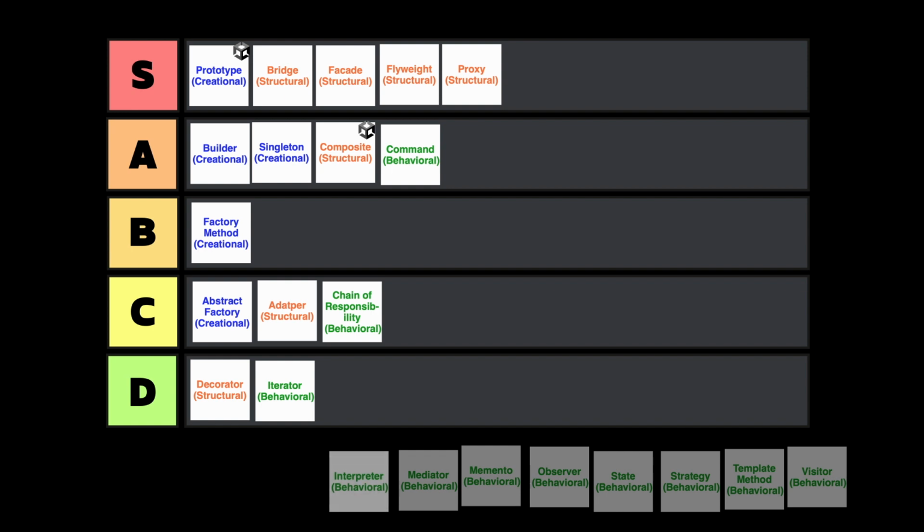Next one is Interpreter. It is meant to be used to develop language interpreters or compilers. Not very relevant for game development, except if you are writing your own language, so I'll put this in D tier for that reason. Next up, we have the Mediator.